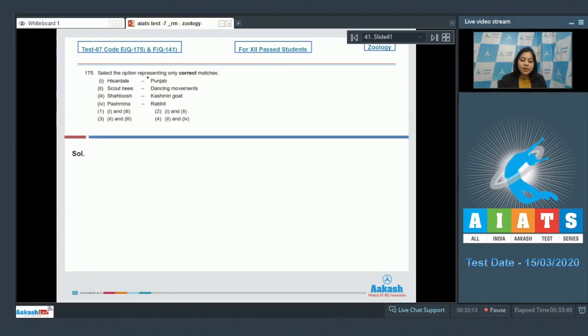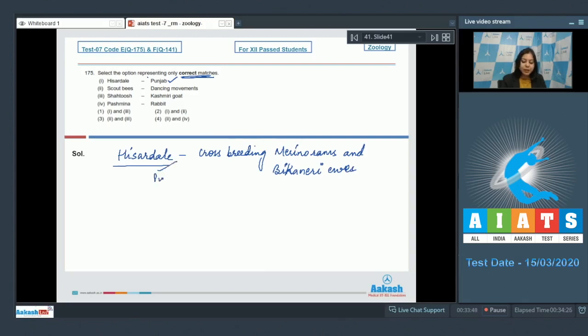Question number 175. Select the option representing only correct matches. Hisardale, Punjab. This is correct as Hisardale has been developed by crossbreeding Merino rams and Bikaneri ewes. And it has been developed in Punjab. 2. Scout bees, dancing movements. This is also a correct match as scout bees are the bees which find the source of food and then carry out dances in order to communicate it to the fellow bees.